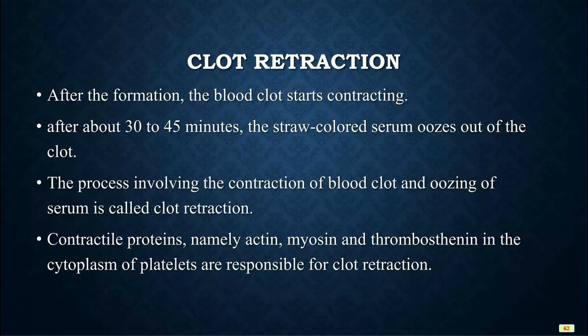After formation of the blood clot, it starts contracting. In about 30 to 45 minutes, the straw colored serum oozes out of the clot. The process involving the concentration of the blood clot and oozing out of the serum is called the clot retraction process.